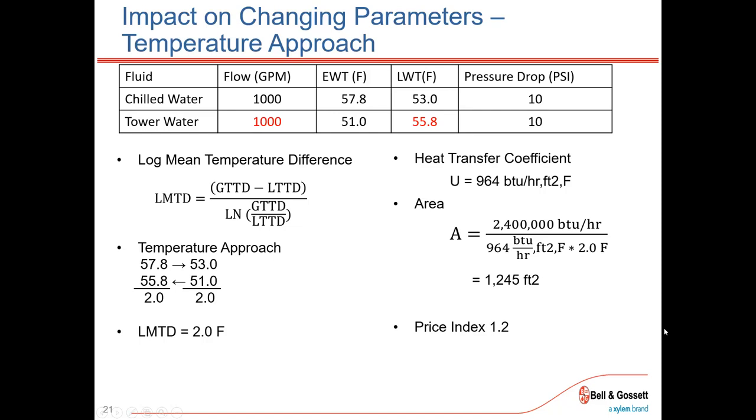And the result of having an LMTD of 2 results in additional required surface area. We're up to now 1,200. And on that heat exchanger selection example, the price index went up roughly 20% from the baseline. So the difference of a flow rate, which is significant, resulted in that approach, which impacted our heat transfer coefficient, which impacted our surface area.